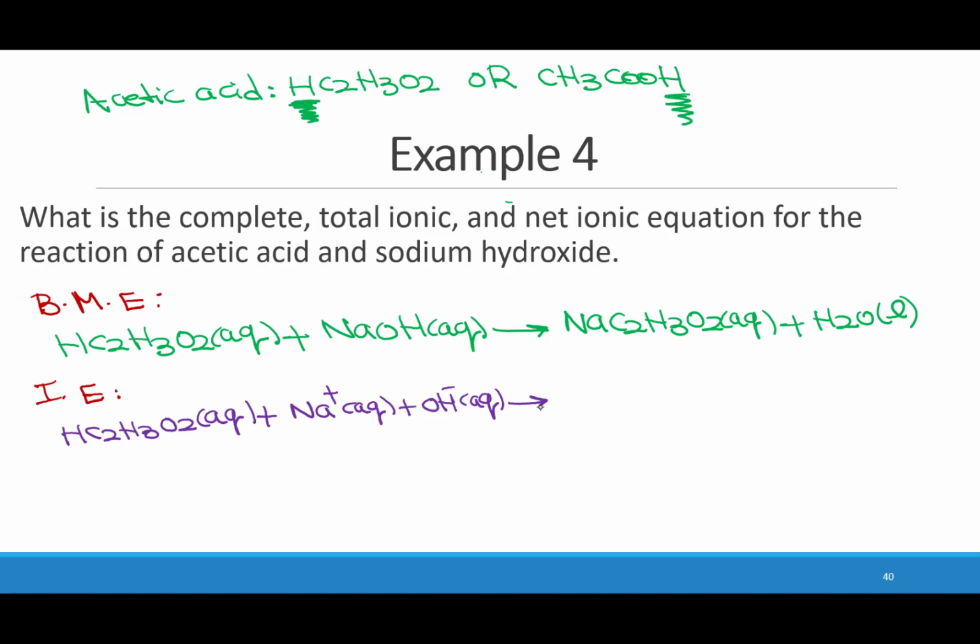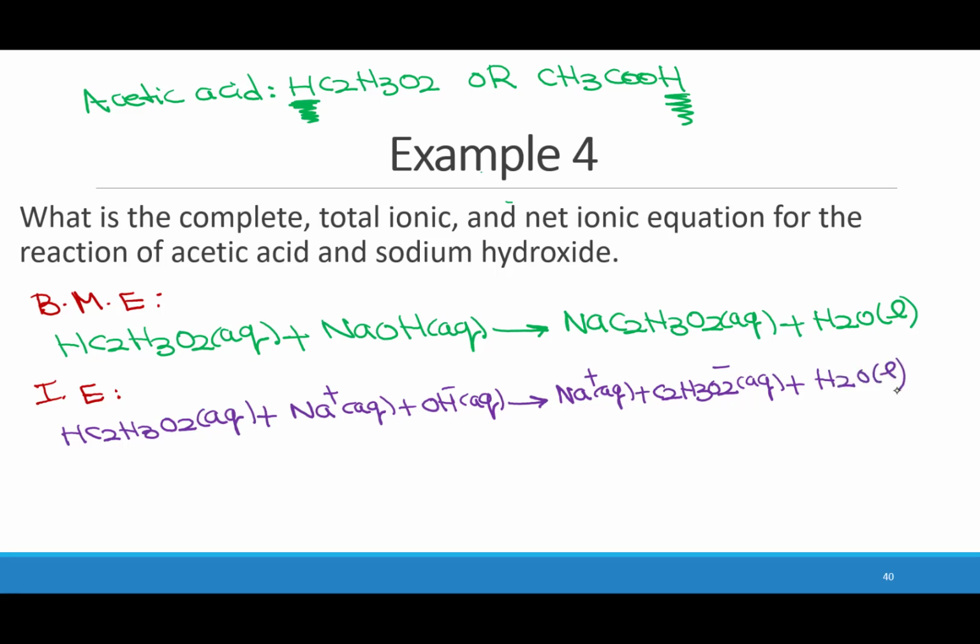What's the state of it? It's aqueous. An ionic compound in aqueous state will undergo separation, which produces sodium ion plus acetate ion. Okay, now water. It's a liquid, just keep it as is.